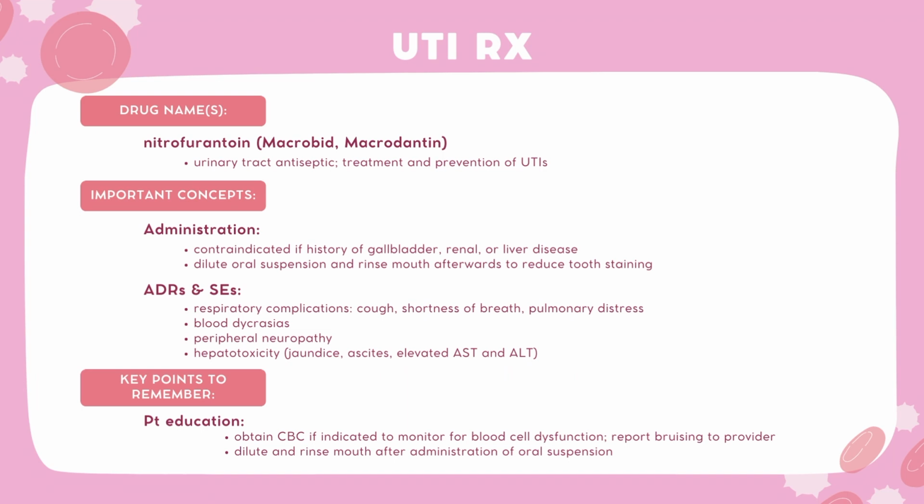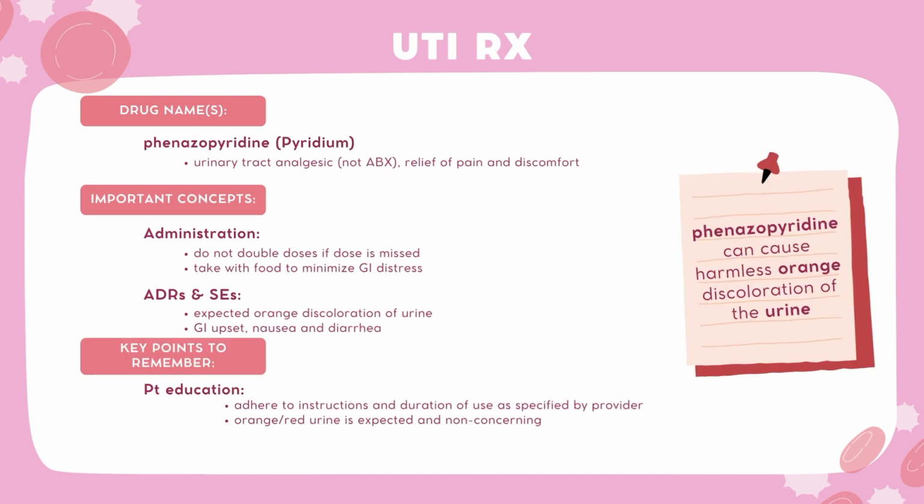More severe adverse effects include blood dyscrasias, pulmonary distress, hepatotoxicity, and peripheral neuropathy. Exercise caution with administering these drugs to patients with abnormal respiratory, renal, hepatic, or gallbladder function. Finally is the analgesic phenazopyridine, which is not an antibiotic, but is given to help relieve symptoms of UTIs.